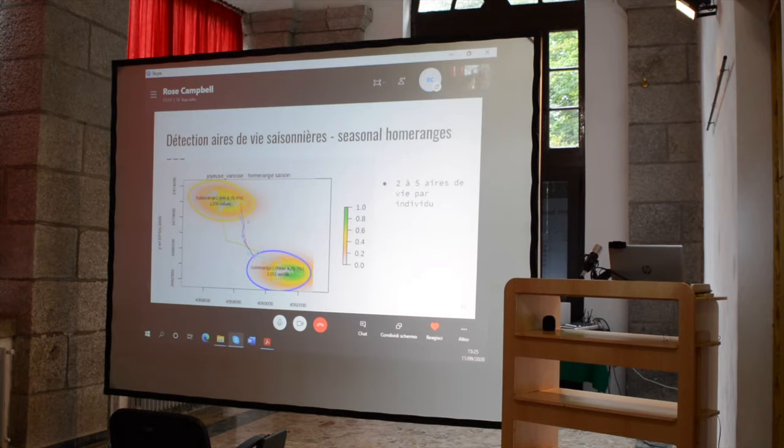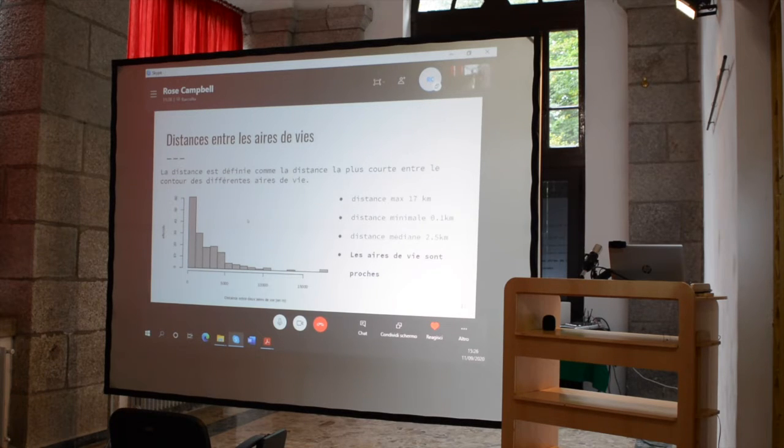We're interested in these home ranges, and more specifically, the distance between them. The distance between home ranges we found to be most often less than 5 kilometers, and very often less than 1 kilometer. So these different home ranges are in fact not very far apart, typically. We found surprising results with the timing of these migrations between home ranges.